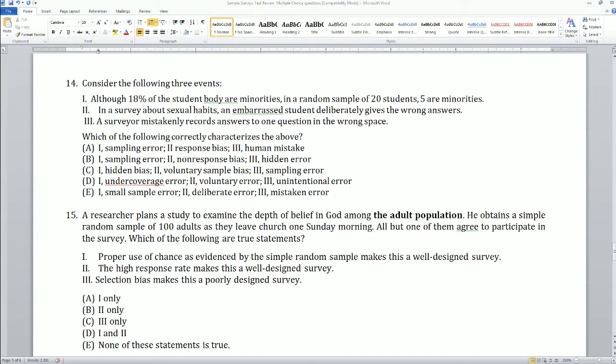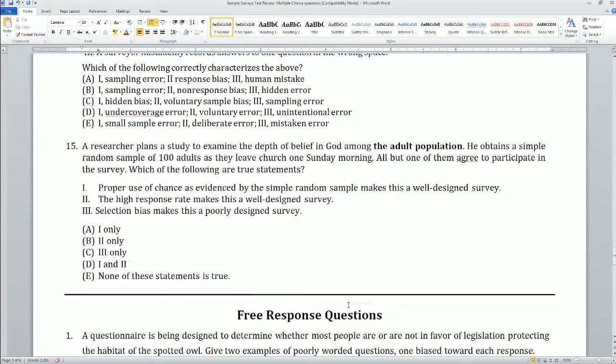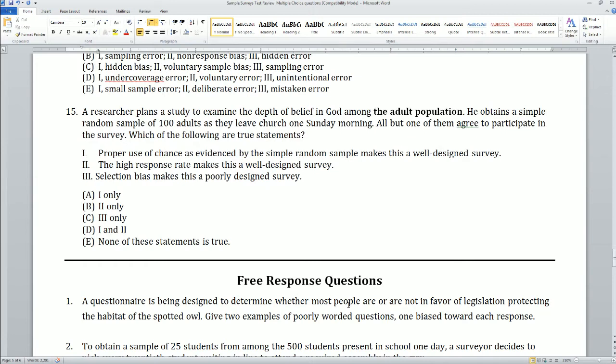15. A researcher plans a study to examine the beliefs about God among the adult population. He obtains a simple random sample of 100 adults as they leave church one Sunday morning. All but one of them agrees to participate in the survey. Which of the following statements are true? One, proper use of chance as evidenced by the simple random sample makes this a good design. Two, a high response rate makes this a good design. Three, the selection bias makes this a poor survey design.